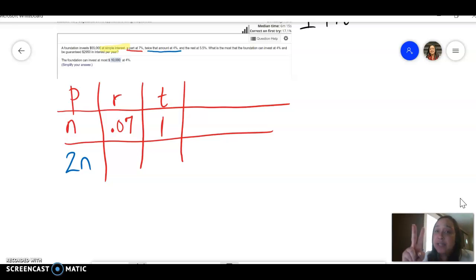The interest rate that I'm going to apply to that twice that amount is going to be 4%. And we're going to do the same thing again. Change that percentage to decimal form, which would be 0.04. And again, that's after 1 year, per year. And I'm going to leave the last piece blank for the moment.